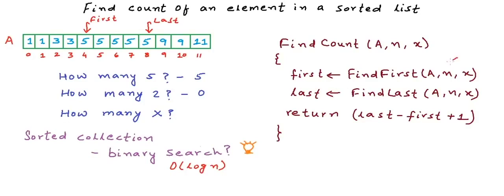Okay, so the first method call, if we are using binary search, will work in big O of log n, and the second method call to find out the last occurrence will also work in big O of log n. So overall, the time complexity to find out the count of an element in the array would be big O of log n. And that's really great.